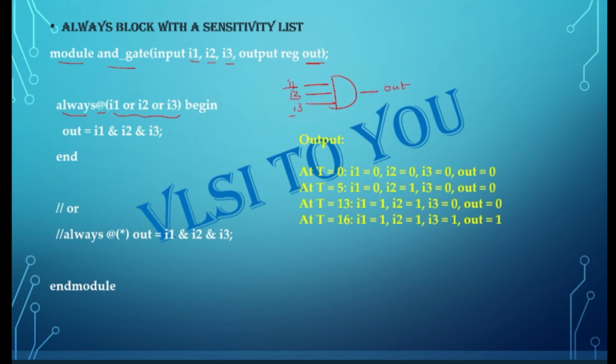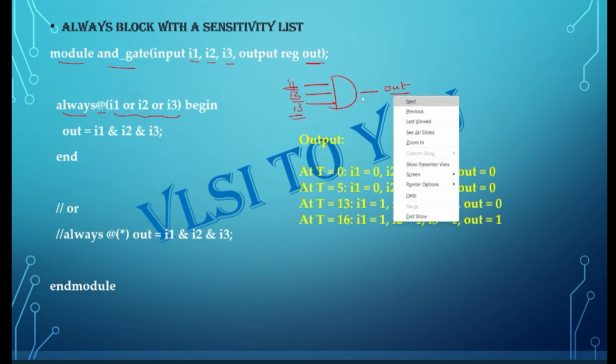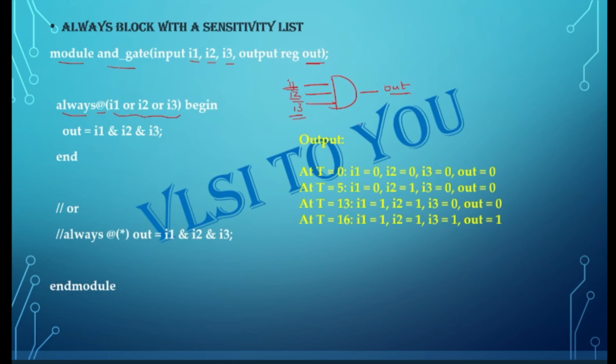For any change in these input values, the output value will change. Putting this into code: always @(I1 or I2 or I3) begin. You need not write begin if there is only one statement, but if I write begin and end, I can add more statements here also. That is why we mostly use begin and end. Out equal to I1 and I2 and I3. This is my logic for this AND gate, and I am writing it within this block.